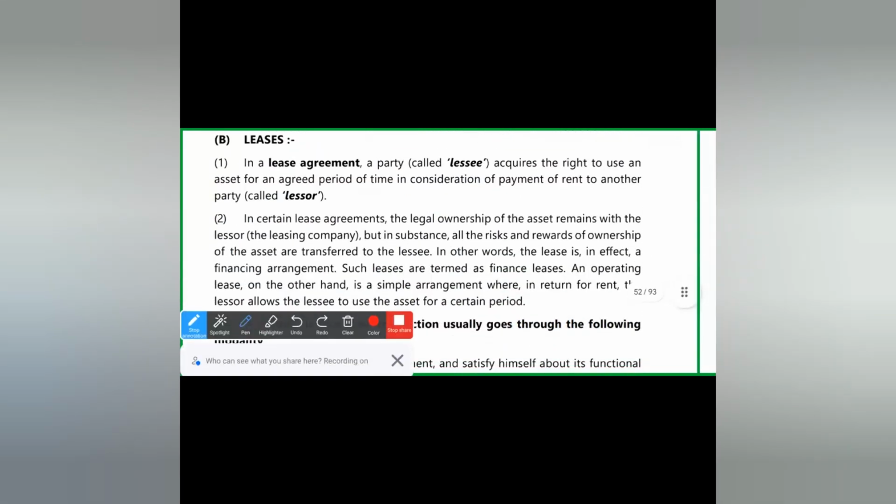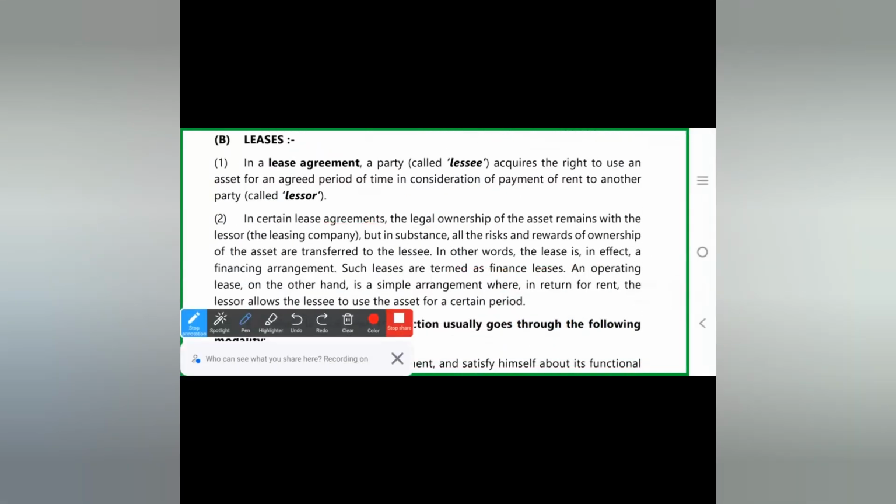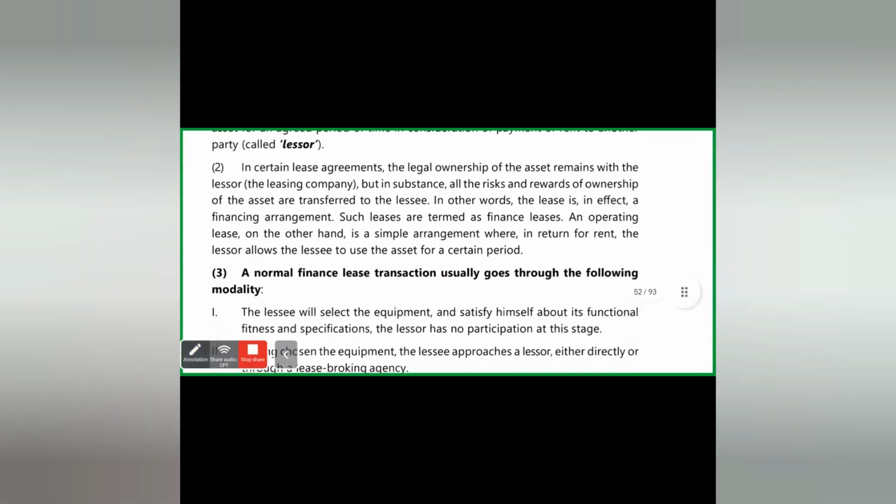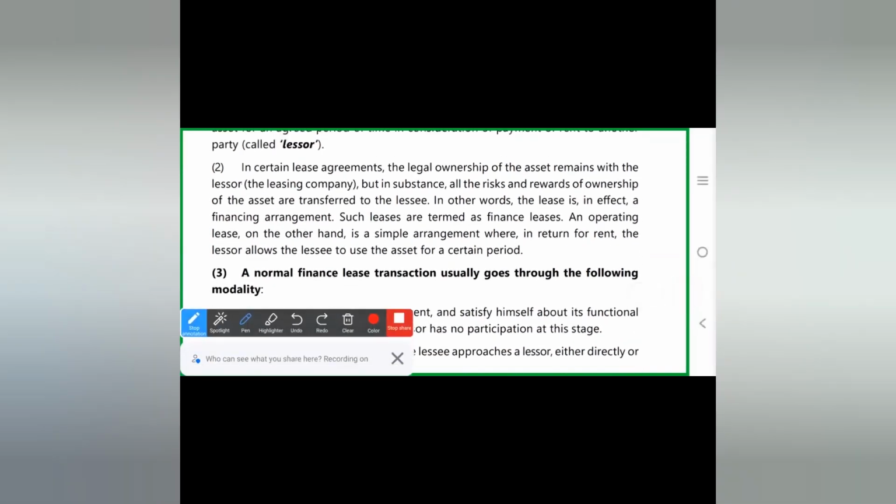Now, in a lease agreement, there are two parties, lessee and lessor. The lessee is the person who acquires the right to use an asset for an agreed period. The lessor is the party who receives consideration in the form of rent. In case of a lease agreement, the legal ownership of the asset remains with the lessor, that is, the leasing company. But in substance, all the risks and rewards of ownership of the asset have been transferred to the lessee. In other words, a lease is in effect a financing arrangement. Such leases are termed finance leases.